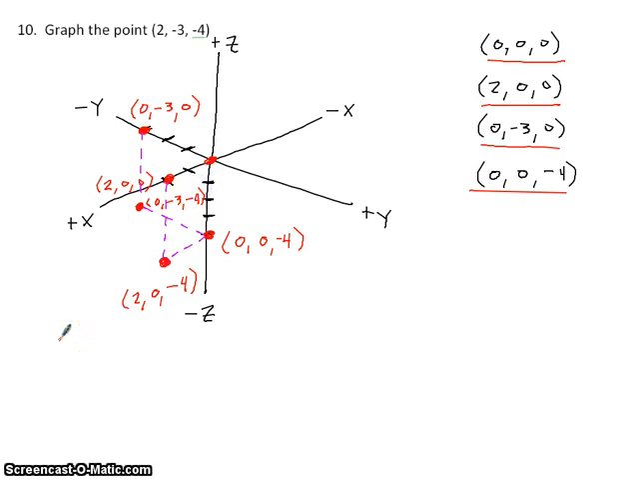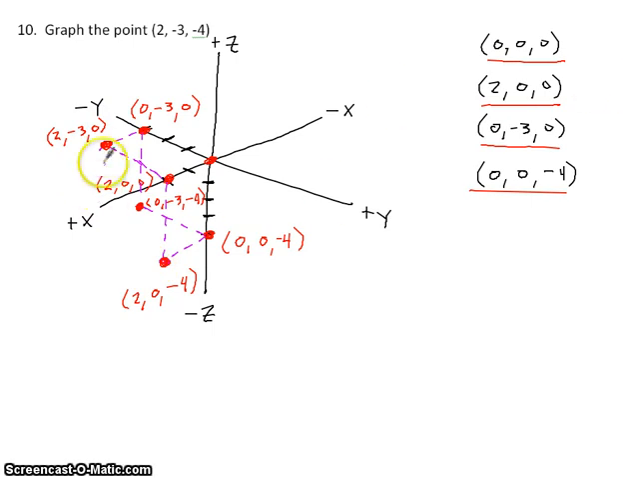Alrighty, so let's go ahead and make the top here. And so I'm going to go from y, I'm going to go out parallel to x, and from x I'm going to go out parallel to y. Uh-oh, not looking that pretty. Okay, there we go. And so this point here is 2, negative 3, 0. And things are starting to take shape here.